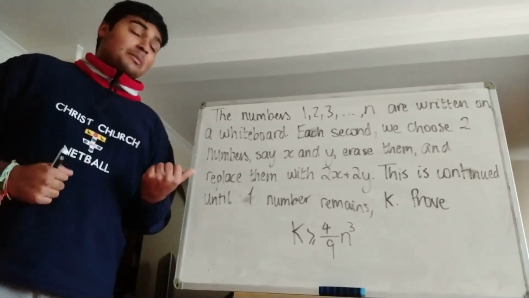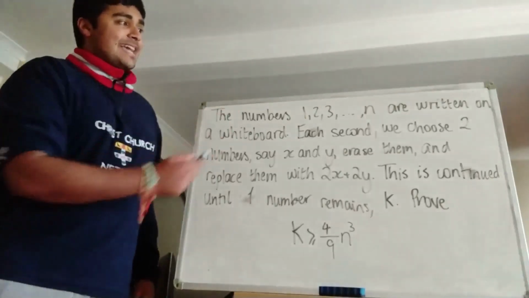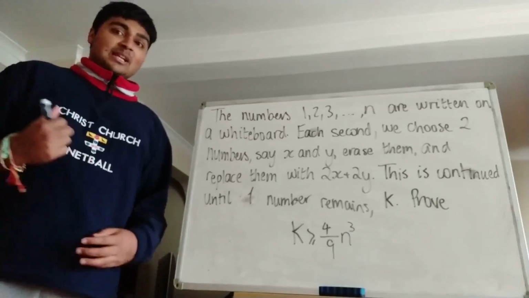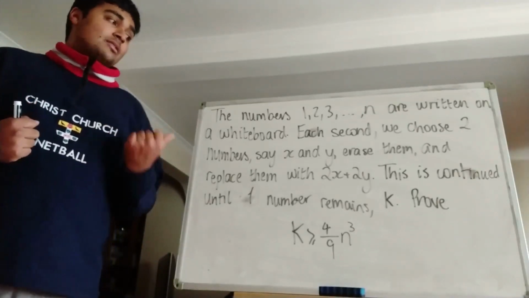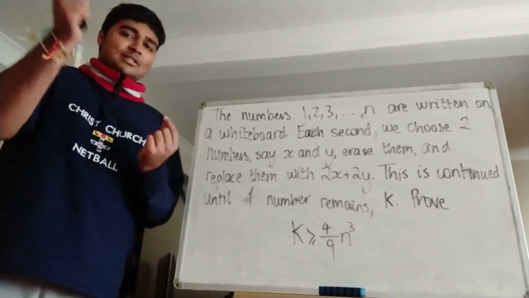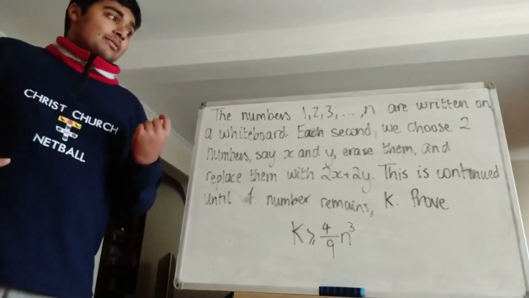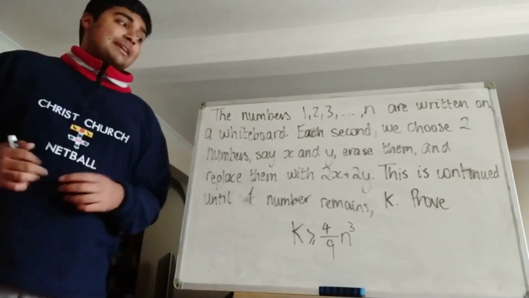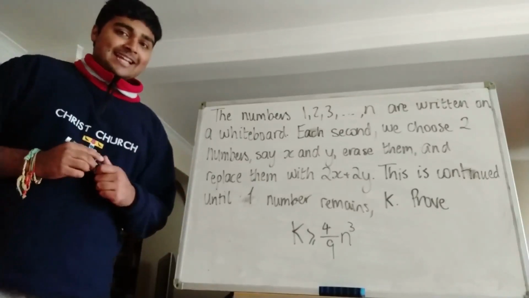Anyway, this is the problem I'm going to be going over today. We have the numbers 1, 2, 3 and so on all the way up to n written down on a whiteboard. Then every second we choose two of these numbers and call them, say, x and y. We erase those two numbers and then replace them with 2x plus 2y. So we have our n numbers on the whiteboard, and every second we're going to choose any two we want, get rid of them, and then replace them with twice their sum. Now this is continued until only one number remains on the whiteboard, and we call that number k. We want to prove that k is at least 4/9 times n cubed.